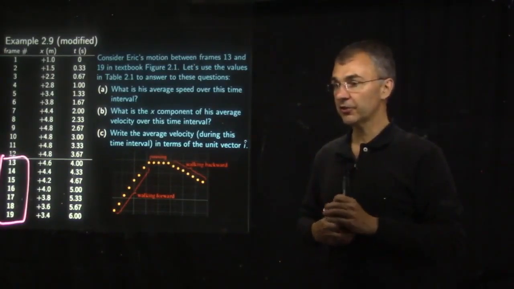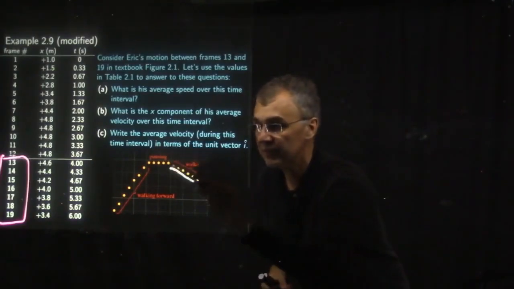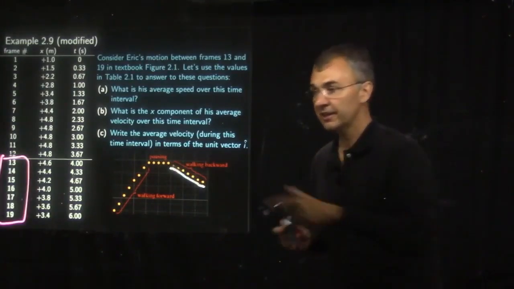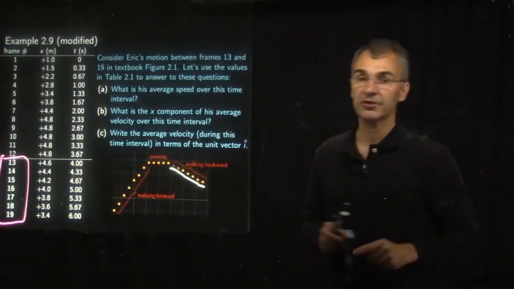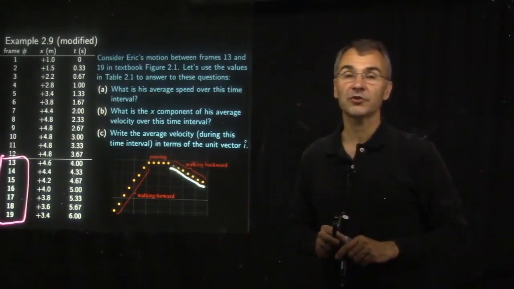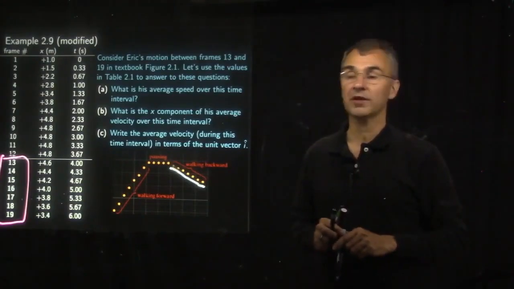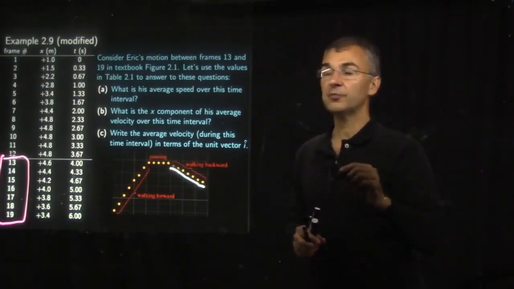So actually, one thing you can notice, it also corresponds to this little segment, and he's always walking backwards, so he does not change direction. He does change direction up here, but this is after he's already changed direction. He's not changing direction in this interval that we are considering, so we can just take the distance between his starting point and his ending point for the distance traveled. What is his average speed over this time interval?